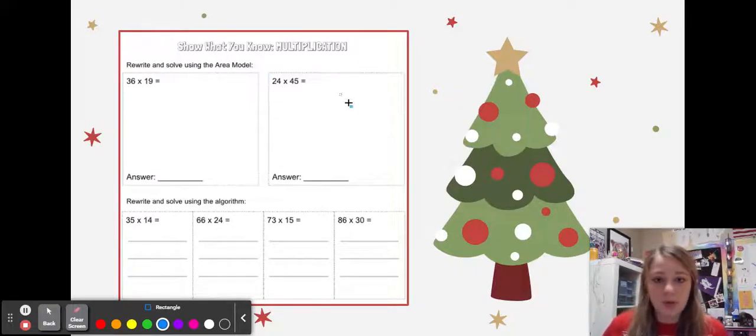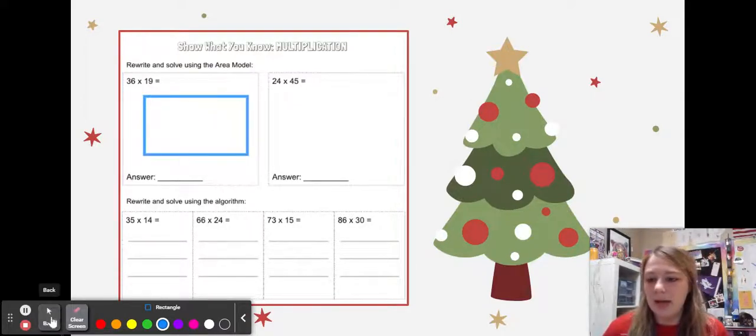Okay, so for these top 2 problems, you need to use the area model. We are going to do 36 times 19. We're going to set it up together. Okay, so we're doing the area model, so I'm going to draw my window and pick a blue pen. Okay, we're going to break up our window into 4 parts.